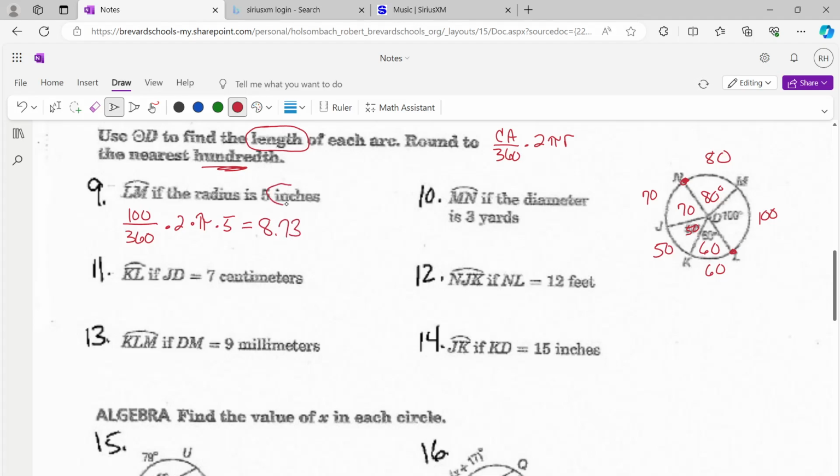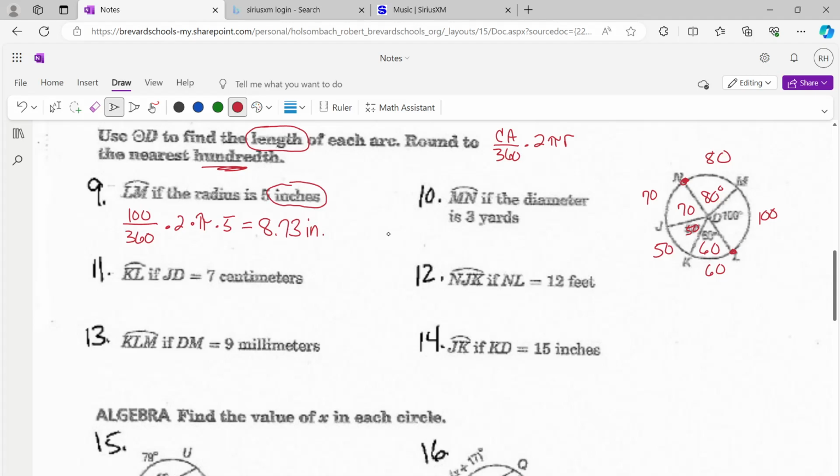If this measurement is in inches, then your answer is in inches. Make sure you read your problems very carefully tomorrow, because you may see 8.73 feet as an answer. It's not 8.73 feet, it's 8.73 inches. Okay, so be careful.